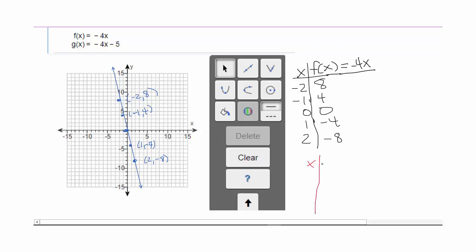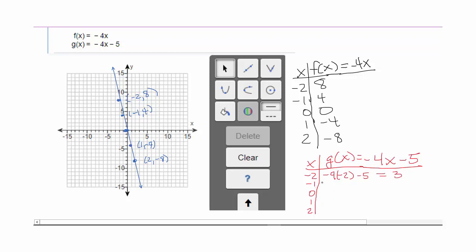But again, I want to use a couple negatives, negative 2, negative 1, 0, 1, and 2. So g of x takes this number and plugs it into negative 4 times x minus 5. So for each of these numbers, we must multiply by negative 4 and then subtract 5. So for negative 2, we have negative 4 times negative 2 minus 5. That's going to be positive 8 minus 5, which is 3.